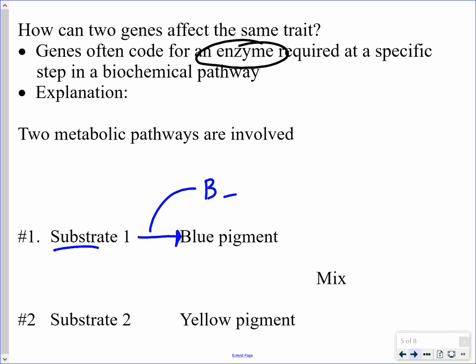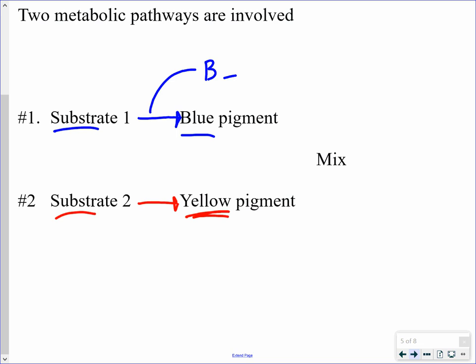So if there's a capital B, this reaction takes place. If there's not a capital B, this reaction doesn't take place and the blue pigment is not going to be produced. For the one at the bottom, another metabolic or biochemical pathway, a different substrate that we're starting with, is going to result in the yellow pigmentation being produced. And similarly, there is an enzyme that is necessary for this reaction to take place.